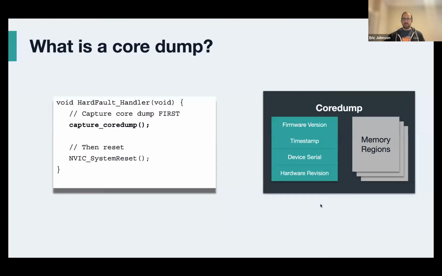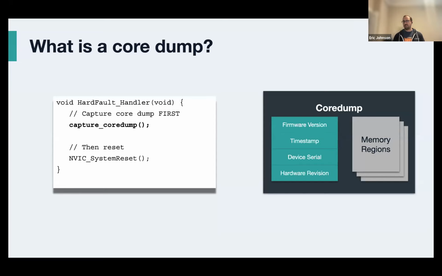So the way that we do this is primarily through a few features, and the first of which I will focus on is core dumps. And I'll start off by explaining what a core dump is. So a core dump is a saved view into your system state. We collect the firmware version that you're currently running, things like the time that the fault occurred at, the device serial number, hardware revision, but we also collect memory regions.